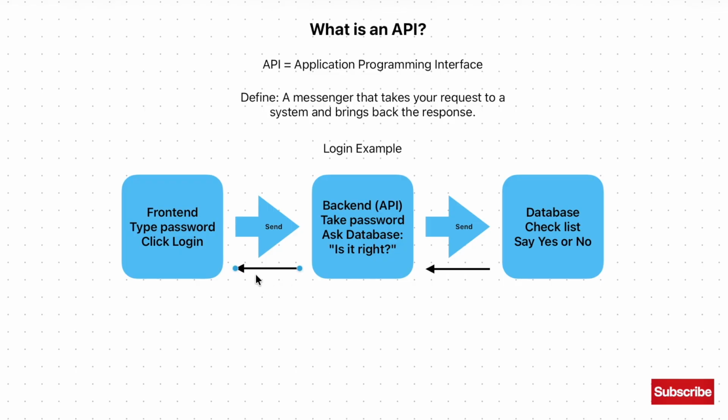The API sends the appropriate response back to the frontend. If the credentials are correct, the user sees welcome and is logged in. If the credentials are incorrect, the user sees an error message such as invalid username or password. This example shows how an API acts as a messenger, carrying requests from the frontend to the backend and returning the response to the user.